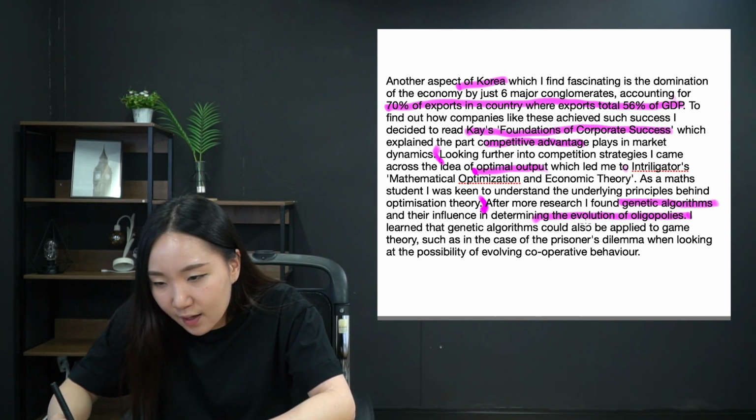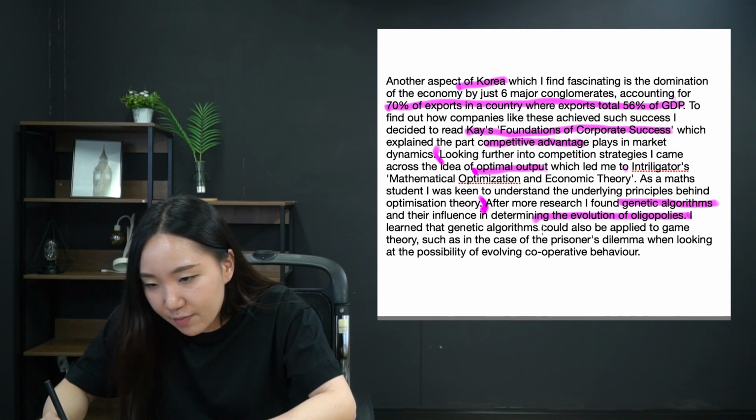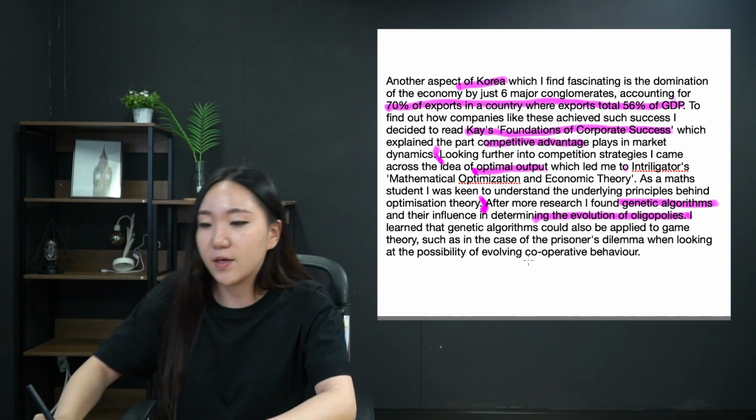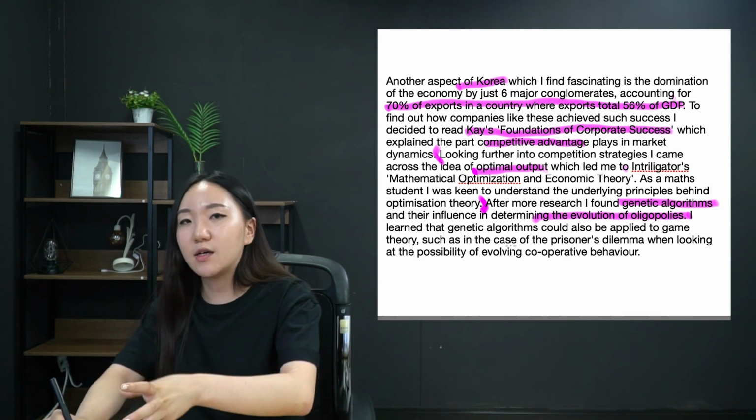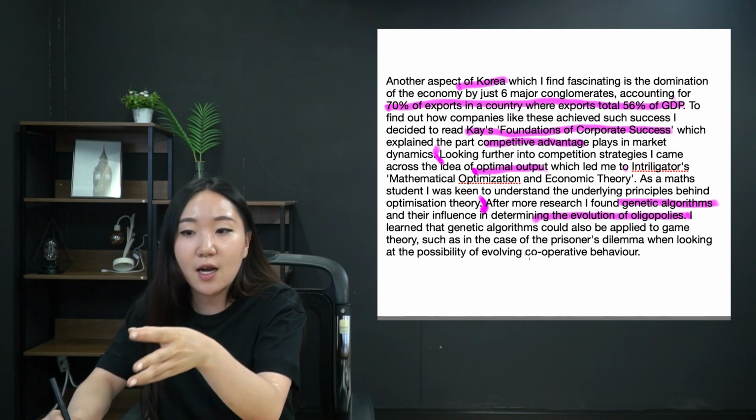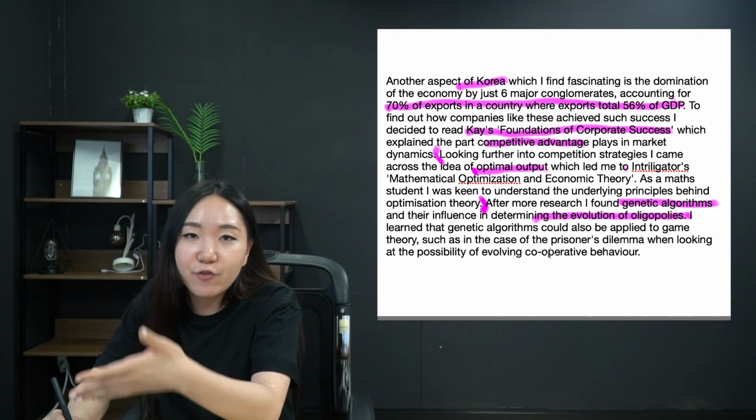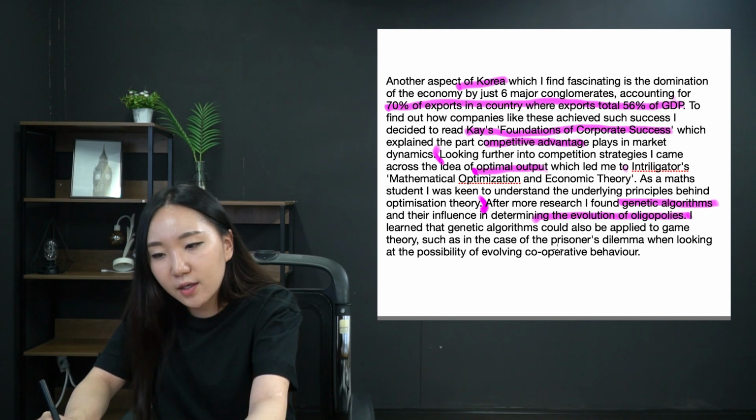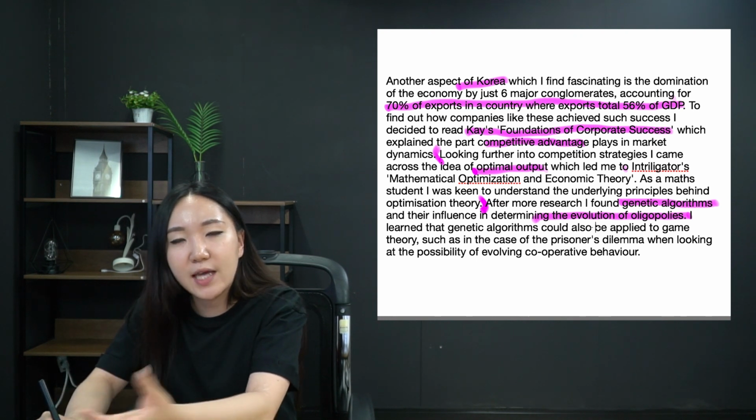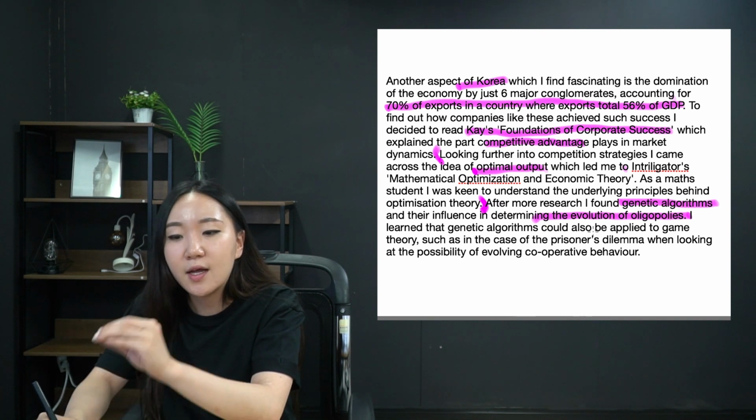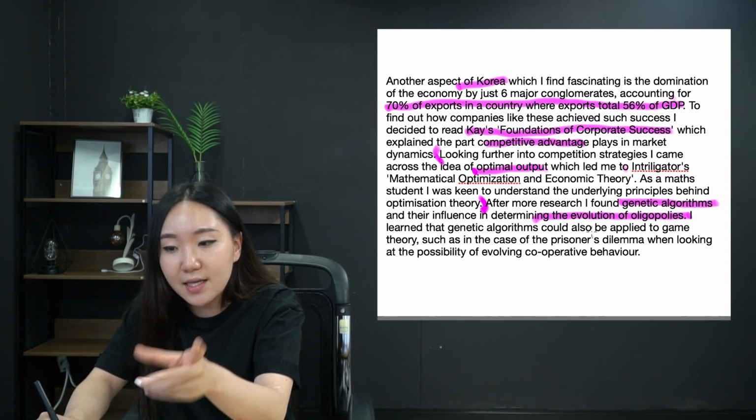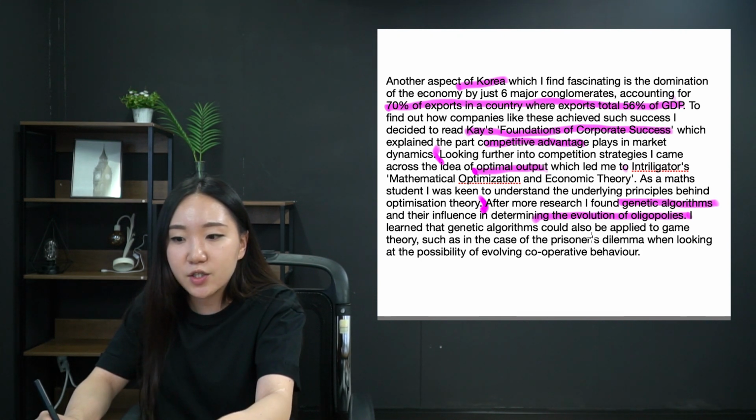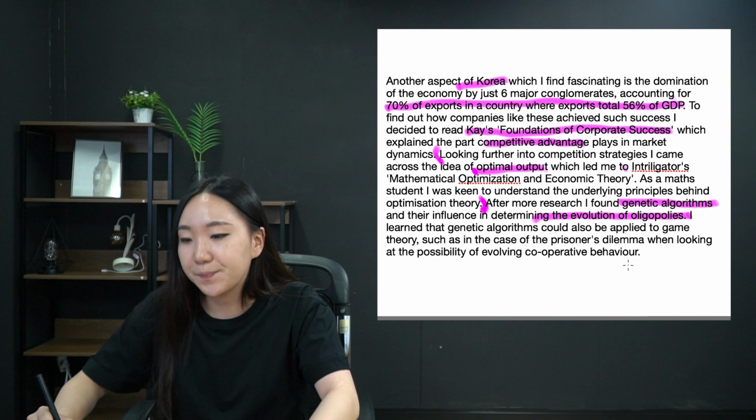I learned that genetic algorithms could also be applied to game theory, such as in the case of the prisoner's dilemma when looking at the possibility of evolving cooperative behaviour. I originally started in my first draft with just the prisoner's dilemma, but the issue with that is it's so cliche. Every single person uses this, so I thought, I don't want to then use some random game theory puzzle that I don't understand. How about I try and advance and see a different version of it? Because game theory puzzles have many different iterations and different setups, so you can do that, right?